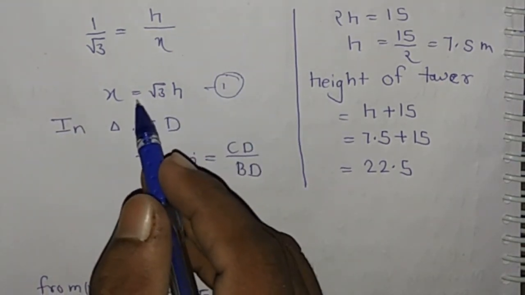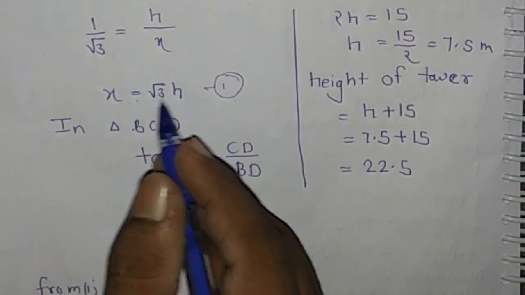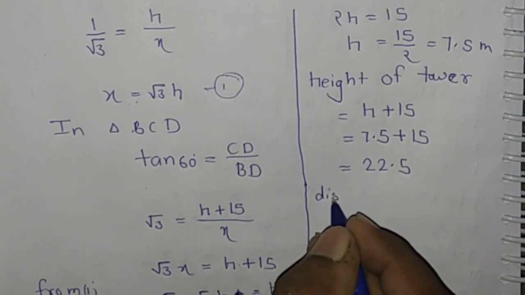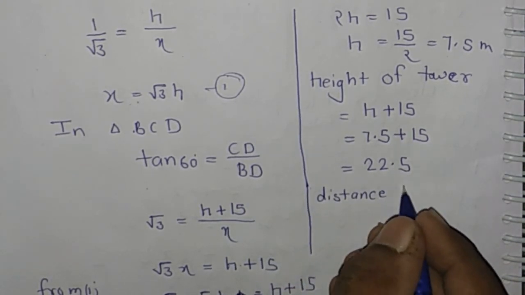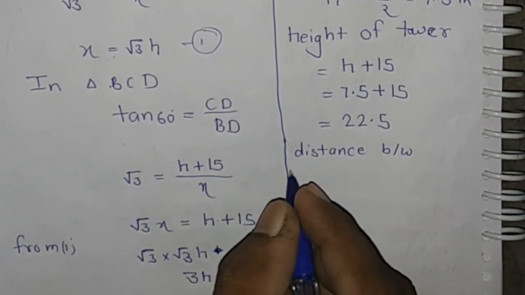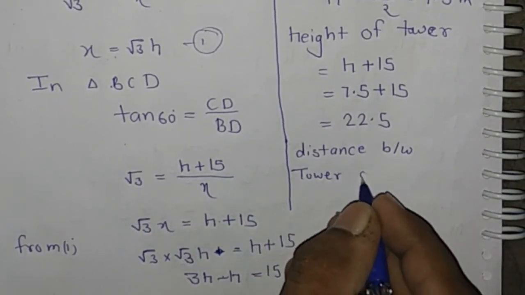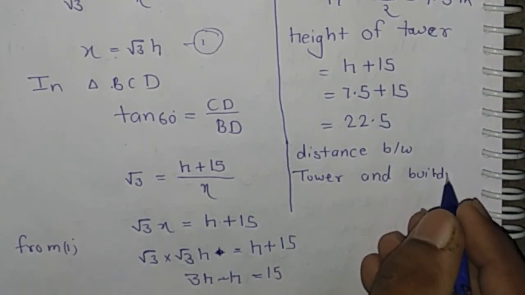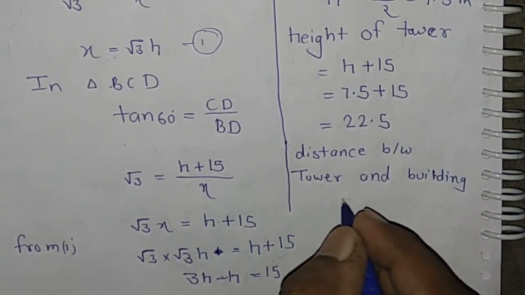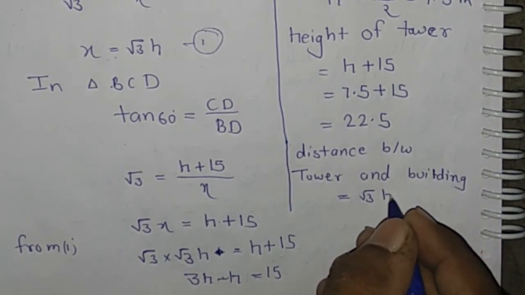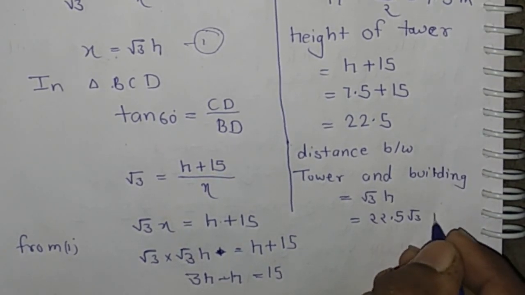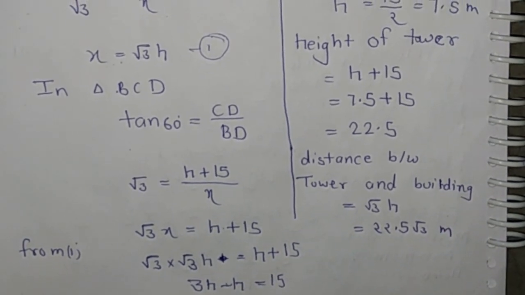And the distance between the tower and the building is X equal root 3H. Distance between tower and building is root 3H. Put the value of H, 22.5 root 3 meter. Put value of root 3 and get the required answer.